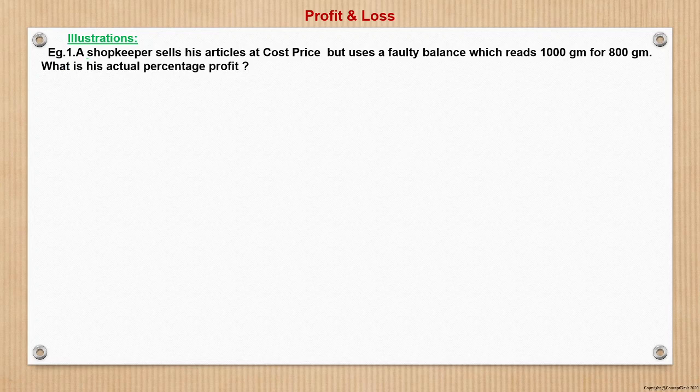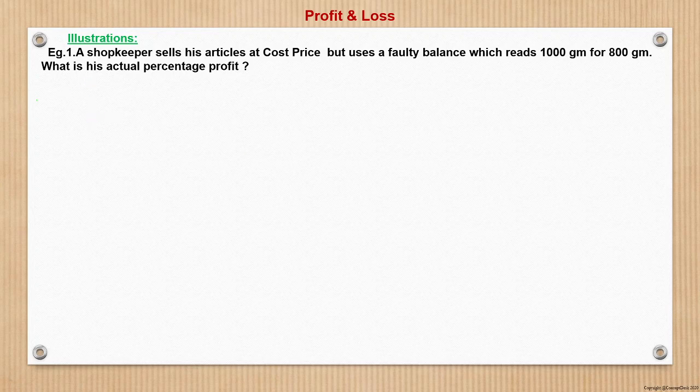It says that a shopkeeper sells his articles at cost price but uses a 40 balance which reads 100 gram for 800 gram. What is his actual percentage profit? So first we will try to understand the basics or the theory behind this. What happens?